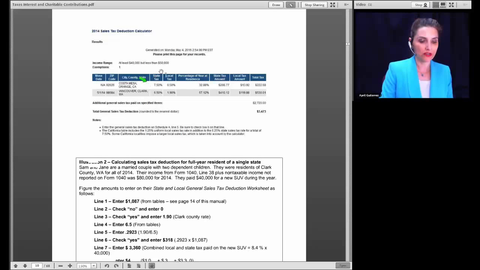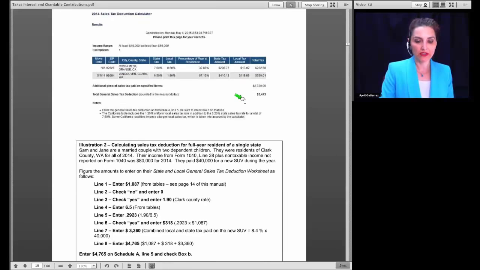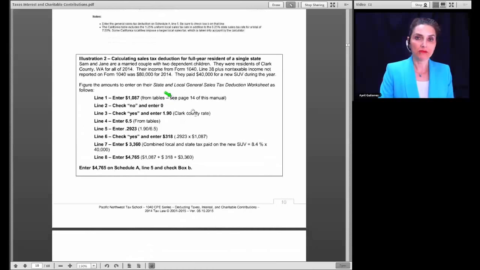So here we have the California rate, the Orange County rate, the Washington rate, the Clark County rate. It does the percentages here based on the number of days you say you lived in each state. It figures the state tax amount, it figures the local tax amount, and adds them together. So here is the state rate for California, here is the Orange County rate, here is the total. Here is the state rate for Washington, the local rate for Clark County, the total, and then the final step is to add in that tax paid on the boat, $27.20, and we add those figures together and we get $473 as a deduction.